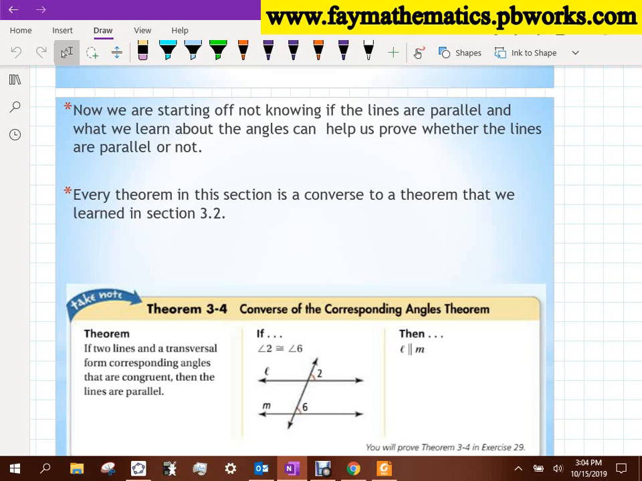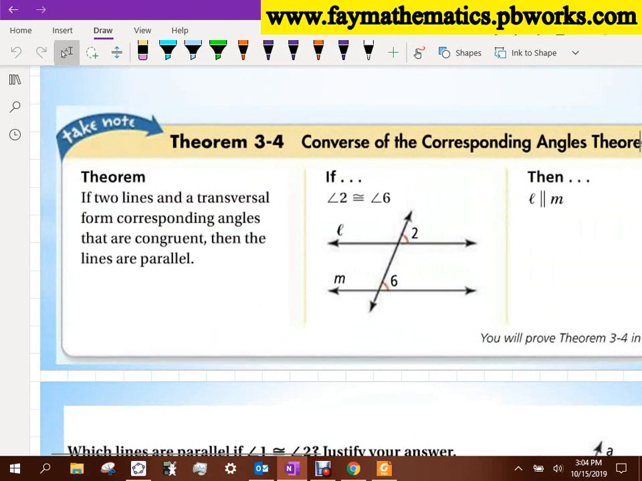Today, we reverse it all. Today we say if we have corresponding angles that are congruent, then what can we learn about the lines? If you see this first theorem, it says if 2 lines and a transversal form corresponding angles that are congruent, then I know the lines that form them had to be parallel. This is the converse of the corresponding angles theorem that we talked about in the last section.